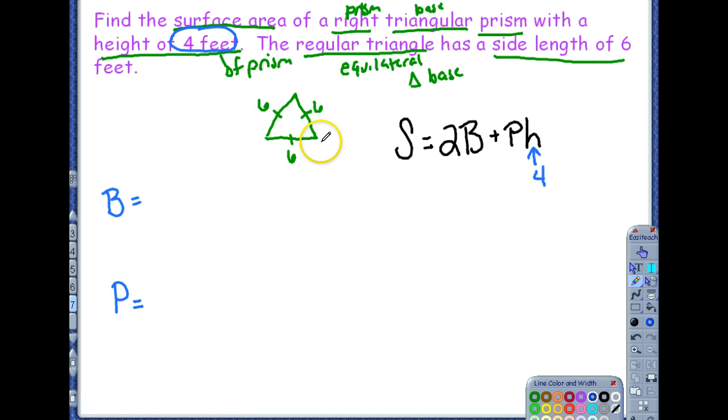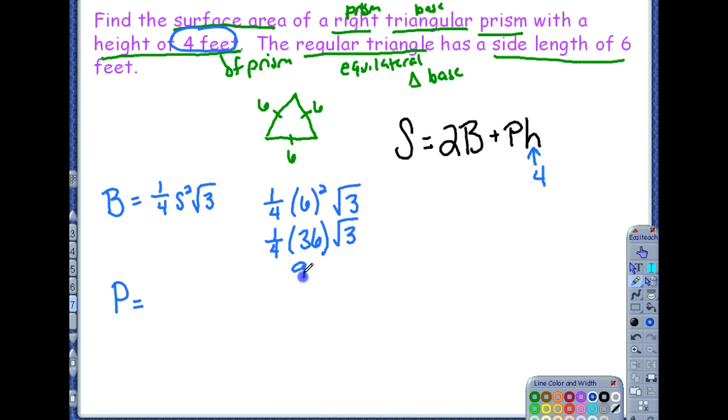So, area of the base. This is an equilateral triangle. We learned a formula to help us find the area of an equilateral triangle. That's 1/4 side squared radical 3. So 1/4 times 6 squared times radical 3. That would be 1/4 of 36 radical 3. So it would be 9 radical 3. And I'm just going to have you leave it like that for right now, even though there are units. We know we're going to get a decimal answer in the end. All right, what about the perimeter? Well, you just do 3 times 6. So that's 18.